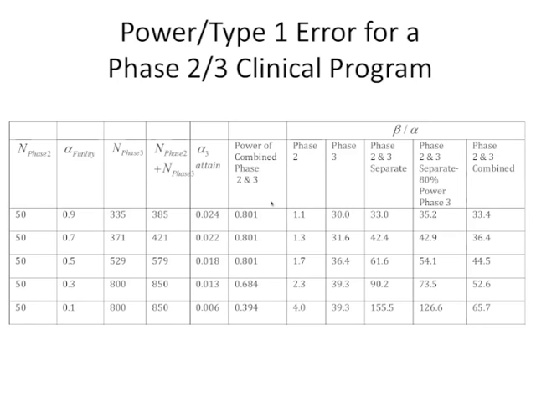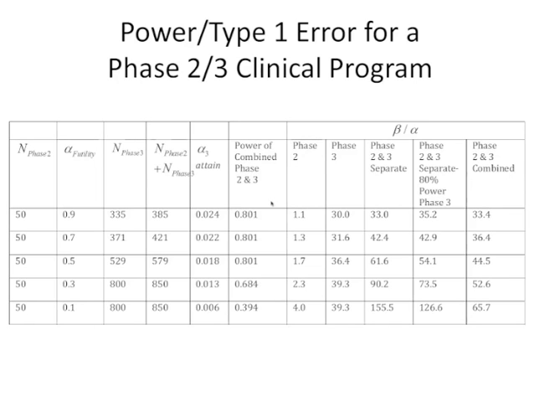So for example, if we have a phase 2 threshold of alpha equals 0.9, the ratio of power to type 1 error for phase 2-3 combined in the last column is 33.4. While if the phase 2 threshold is alpha equals 0.10, then the ratio of power to type 1 error is 65.7, so almost a doubling of the ratio of power to type 1 error.